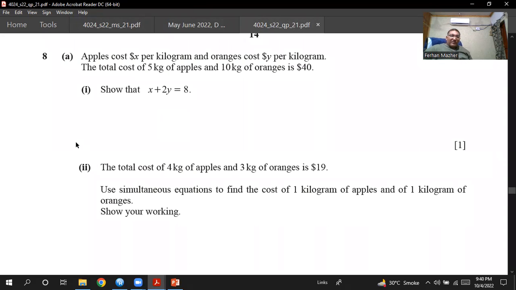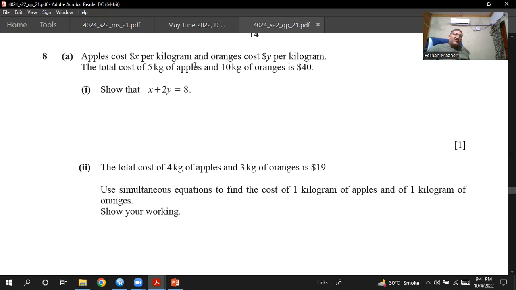The next question is question number 8. Part A: he says apples cost x dollars per kilogram and oranges cost y dollars per kilogram. The total cost of 5 kg of apples and 10 kg of oranges is $40. So very simple, the equation will be 5x plus 10y equals 40.